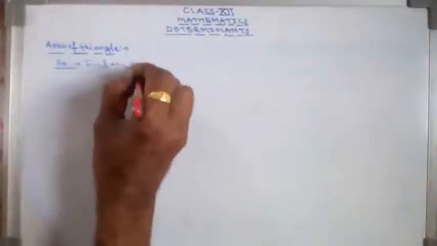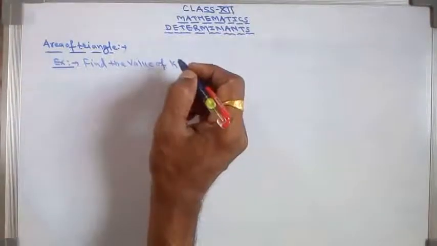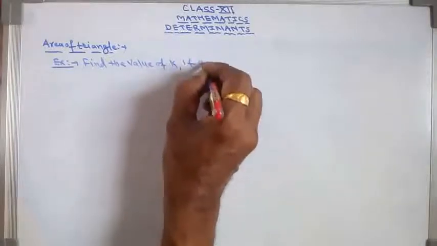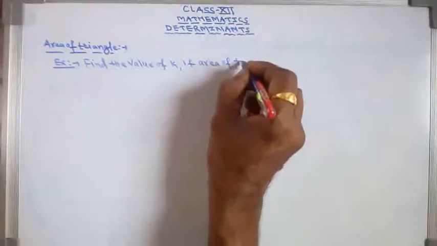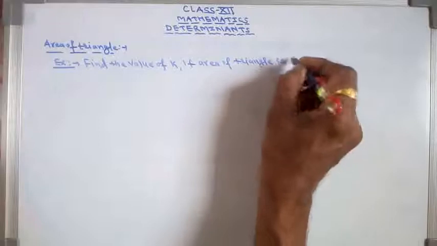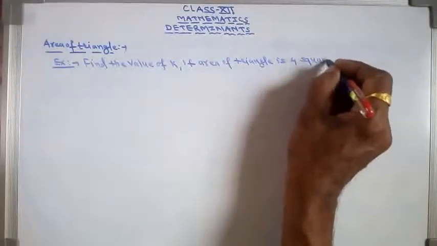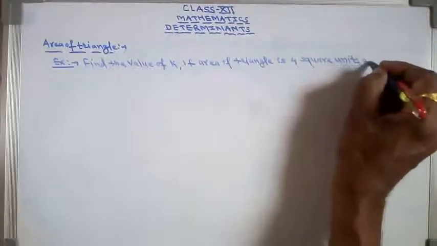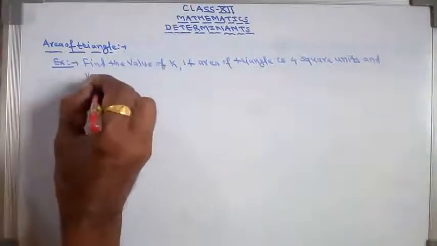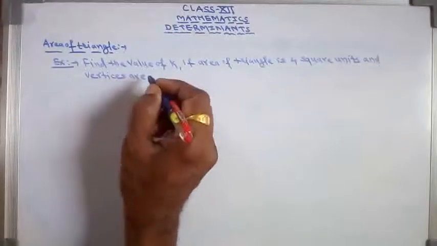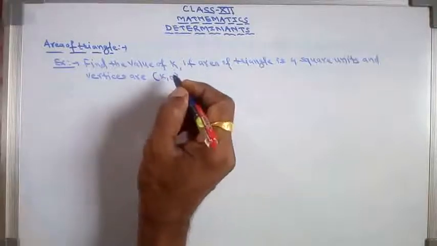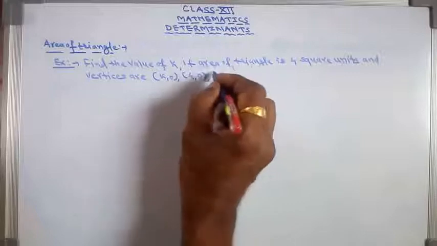Now take another example. Find the value of k, if the area of the triangle is 4 square units, and the vertices are (k, 0), (4, 0) and (0, 2).